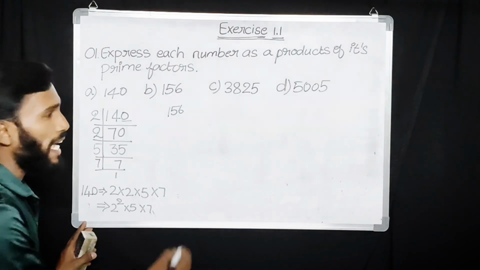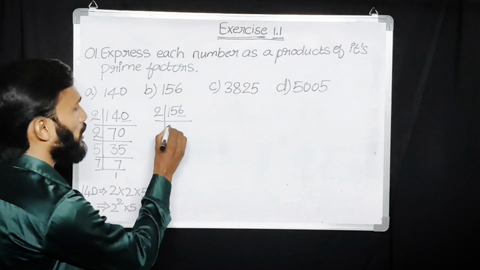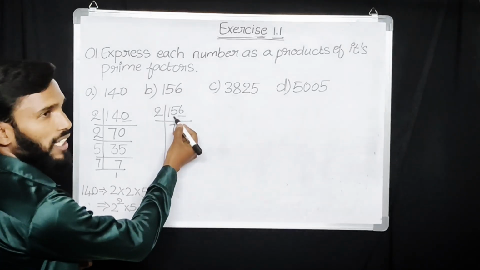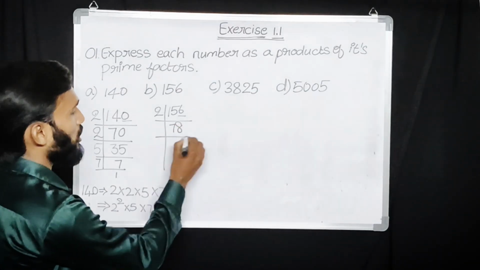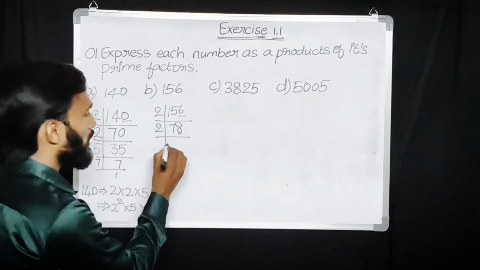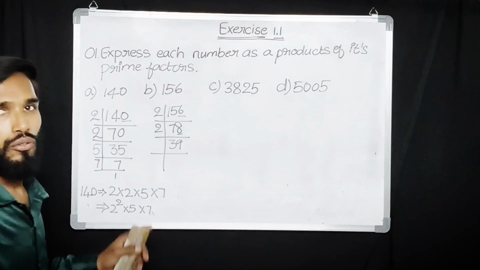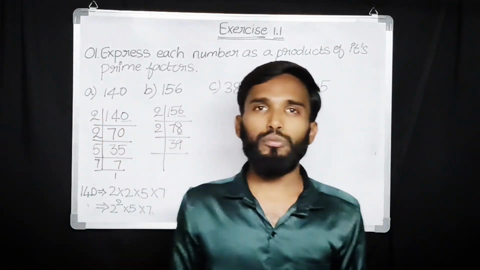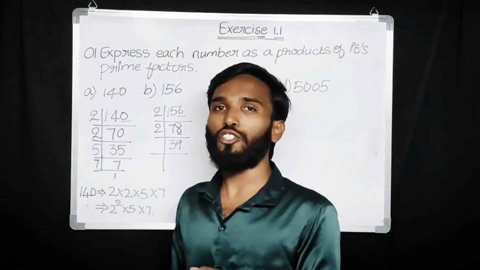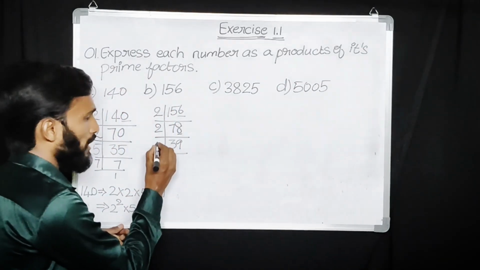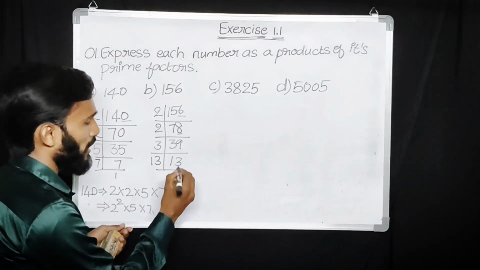It is 156. The last digit is even, so it is divisible by 2. In the 2 table, 7 times 14, and 1 is left here. That one is 6, so 16. 8 times 16. Again the last digit is even, so 2 times 78, and 3 times 6 is 18, so 39. 2 times 39 is 78. Here you can apply the divisibility rule of 3. 3 plus 9 is equal to 12. When the sum of the digits is divisible by 3, then the entire number is divisible by 3. So in the 3 table, 3 times 13 is 39. And 13 is a prime number.